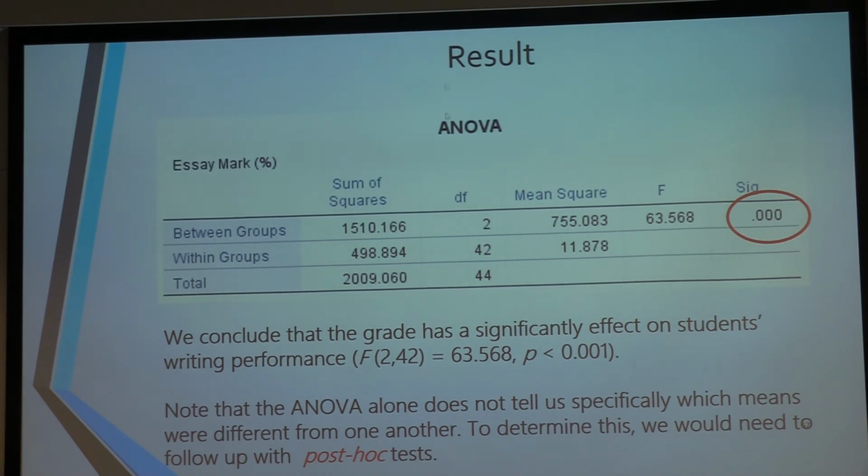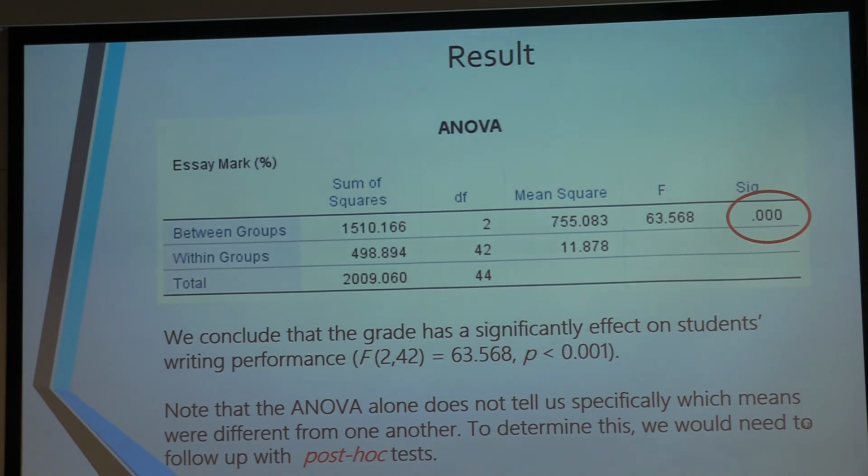You report the F value and the 2 degrees of freedom. This is the between-group degree of freedom, and this 42 is the within-groups degree of freedom. So indicate the F value, and you indicate this significance value, the p-value. Okay. But the ANOVA test does not tell us specifically which means were different from each other, right?